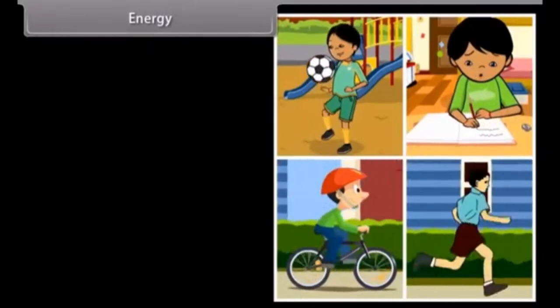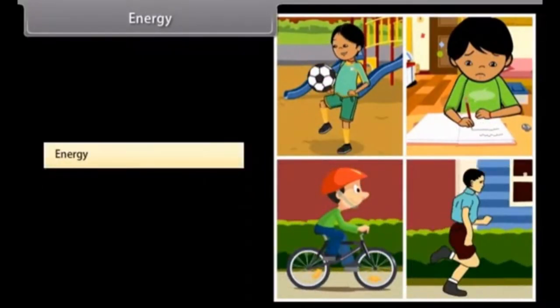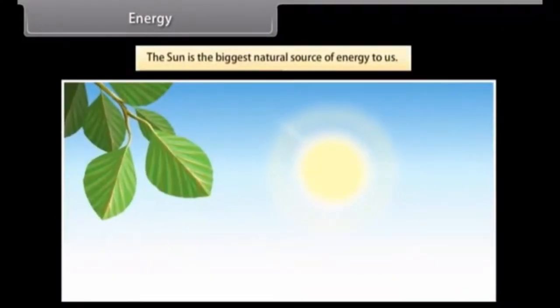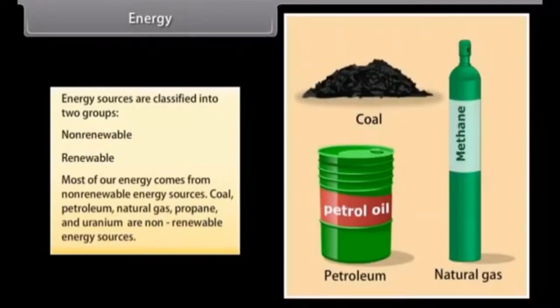Energy. We now know that to do any kind of work, we need energy. We must have energy to accomplish work, but the question is, where does this energy come from? The sun is the biggest natural source of energy to us. Many of our energy sources are derived from the sun. Energy sources are classified into two groups: non-renewable and renewable. Most of our energy comes from non-renewable energy sources: coal, petroleum, natural gas, propane, and uranium are non-renewable energy sources.